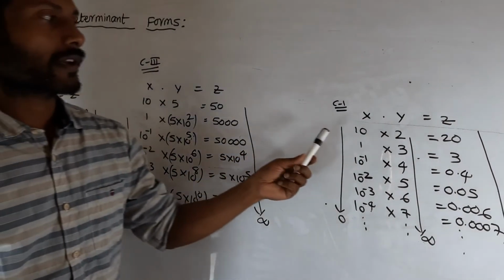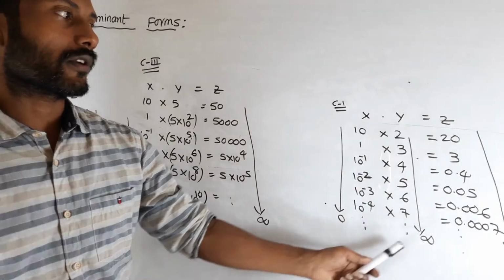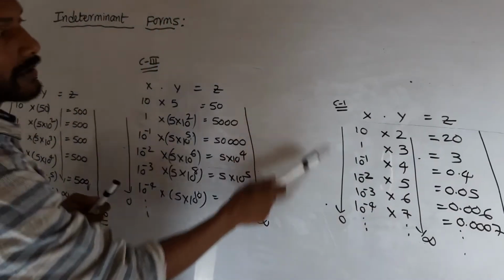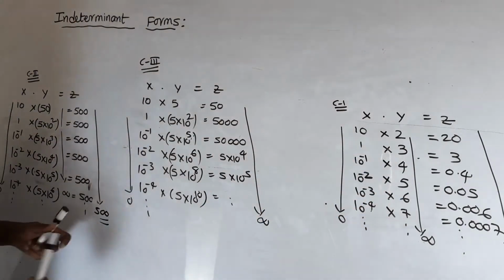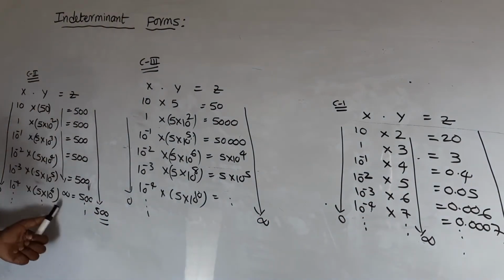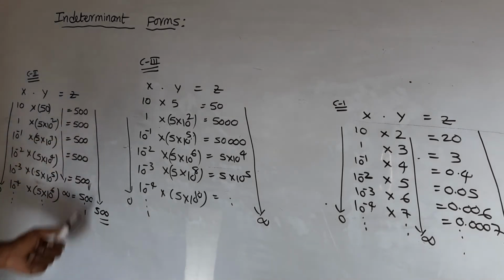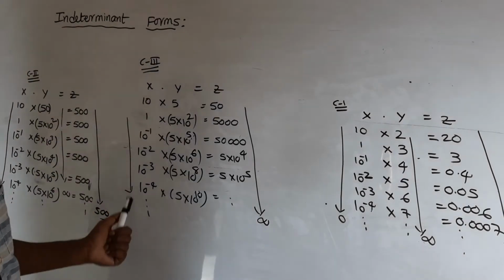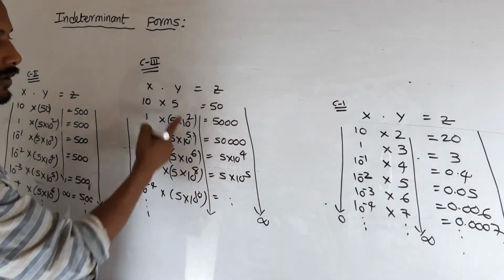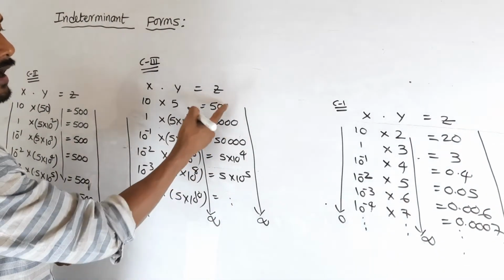Case 1 లో చూస్తే 0 into infinity, result 0 వచ్చింది. Here x approaches 0, y approaches infinity. Z is closer to 0. In case 2, x approaches 0, y approaches infinity, result is the same, 500, 500, 500. X approaches 0, y approaches infinity, and this one is infinity. Value increase అవుతుంది కదండి, ఇక్కడ కూడా value increase అవుతుంది.